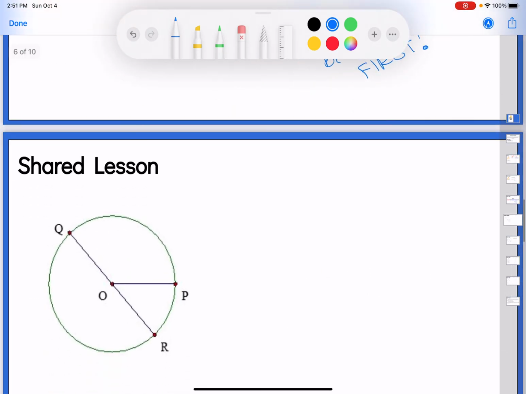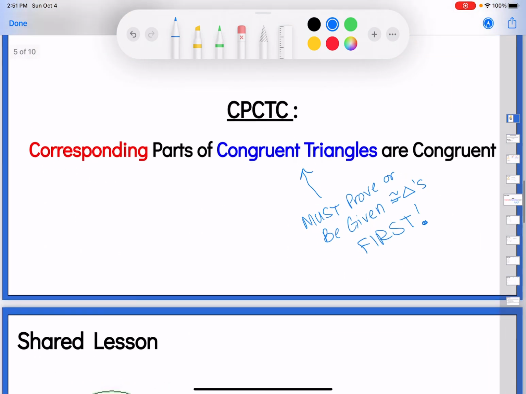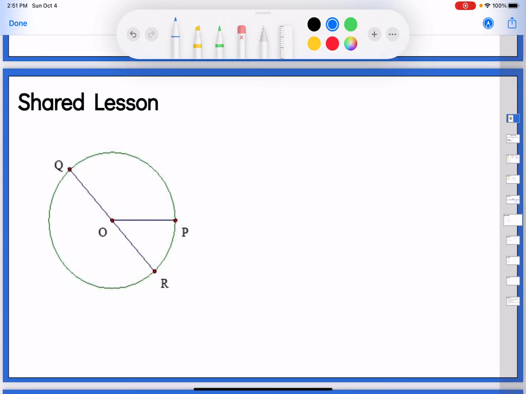All right. So we'll get back to this CPCTC idea in a minute, but for now, let's go ahead and review some things about circles. So first of all, this point in the middle of the circle right here, we call the center, right? Now the center of a circle is very important. We label the circle by the center. So we would say circle O.